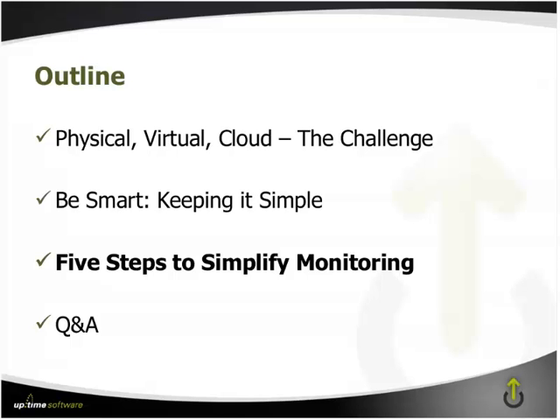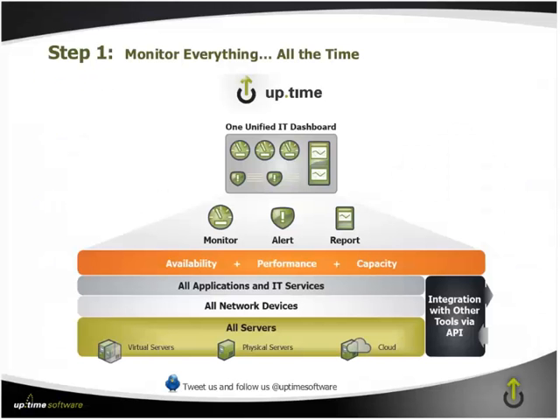Now let's talk about 5 specific steps to help simplify monitoring your environment. So the first step, monitor everything all the time. What you should be looking for is a tool like Uptime that will provide one unified IT dashboard that allows you to monitor, alert, and report on availability, performance, and capacity across all of your applications, IT services, all of your network devices, and most importantly, all of your virtual servers, physical servers, and cloud servers. And ideally, it can integrate easily with other tools in your environment. Getting to that single unified tool is the biggest first step in moving forward your IT monitoring and management.